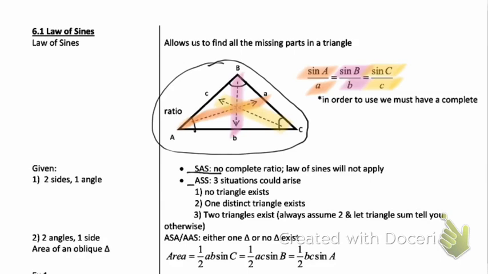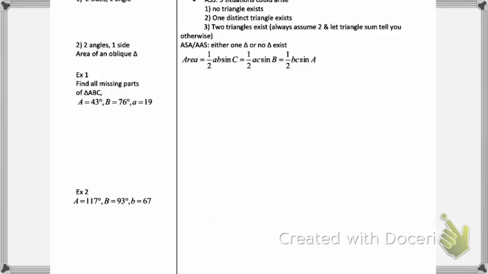Side, angle, side. When there's a side, angle, side, there's no law of sines. It wouldn't apply because there's no complete ratio. And for angle, side, side, law of sines can apply, but there can be three things that might come out of it. No triangle can exist, one triangle might exist, and two triangles can exist. I'll explain two triangles existing later in this video, of course. So let's go to the next page.